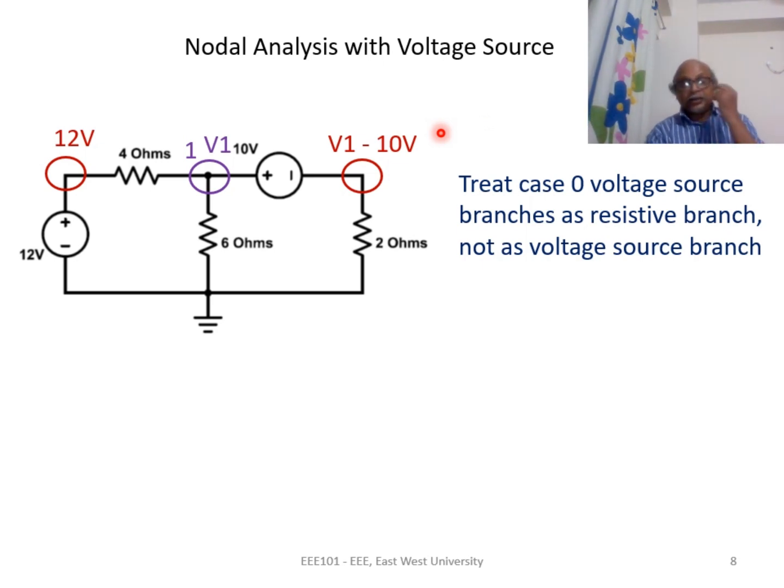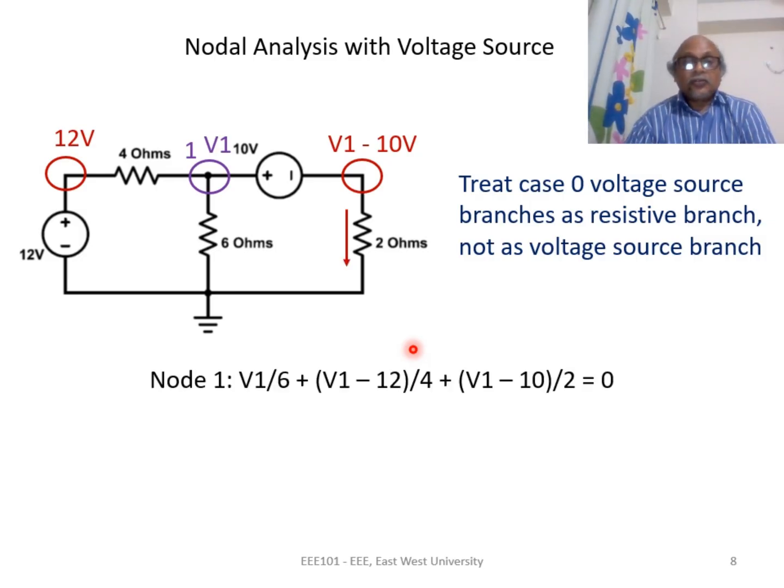Okay, we can now write the node equation at node 1. There are 3 resistances connected to node 1, 6 ohms, 4 ohms and 2 ohms. All the currents through the resistances are leaving the node. So for node 1, the current leaving through 6 ohms is simply V1 by 6. The current leaving through 4 ohms is (V1 minus 12) by 4, this current. And the current leaving through this 2 ohms is going downward, which is (V1 minus 10) by 2. There is no current source connected to node 1, so the right hand side is 0.